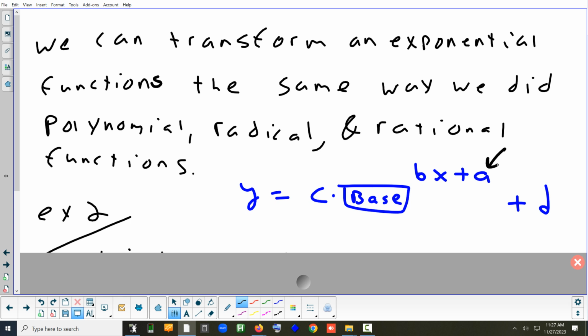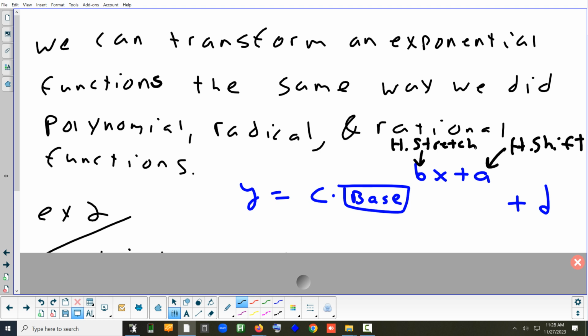Let's start with a. What do you think a would do? Adding or subtracting inside the exponent? Yeah, it's a horizontal shift. How about b? What do you think b would do? It's still inside the exponent. Would this be a horizontal stretch? Right, it's a horizontal stretch or compression.